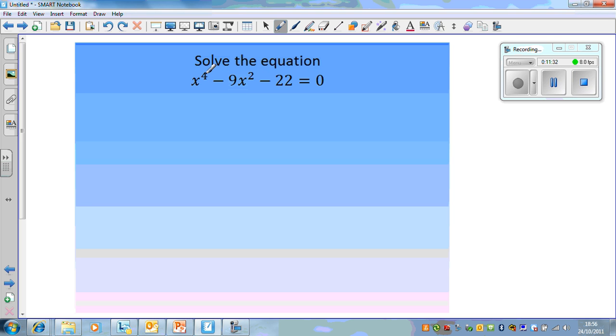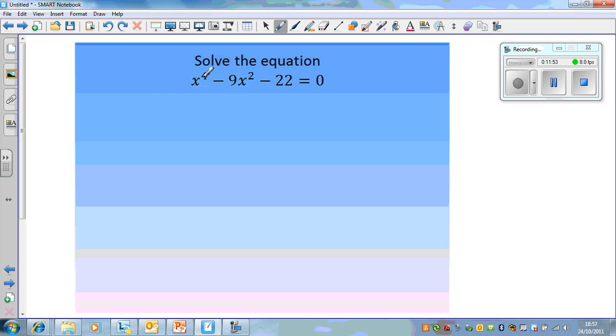This is the power of 4, and it's intimidating. You see a power of 4, you're thinking, crikey, this is hardcore stuff. The thing is, this is in the form which makes it very easy. Now, solving quadratics is our bread and butter. So I'm going to make this look like a quadratic.